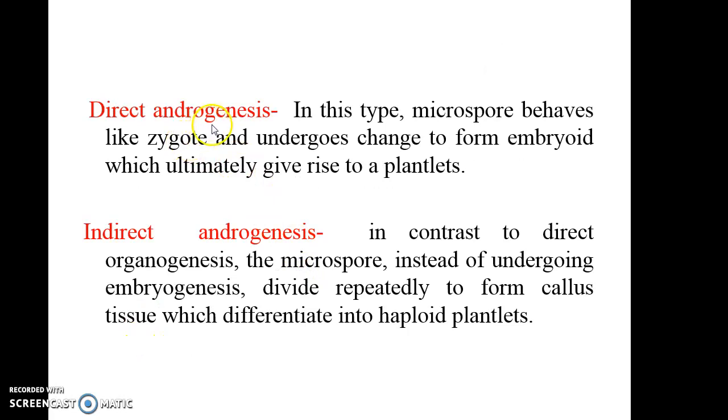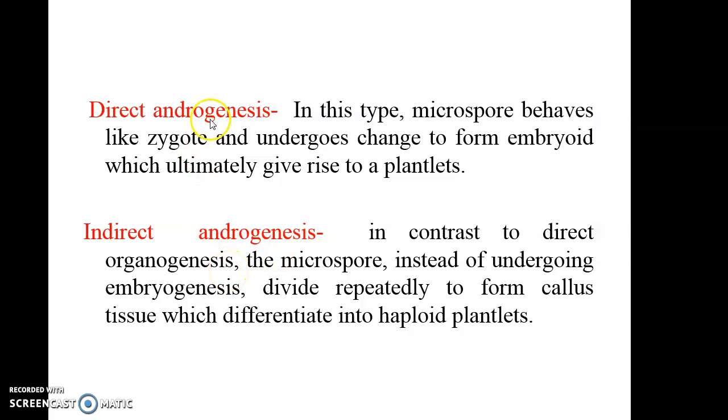What is direct androgenesis? In that, the microspore behaves like a zygote, undergoes change and forms plantlets. That means there is no callus phase. The microspore directly gives rise to the plants. In indirect androgenesis, a callus phase is involved. The microspore divides and forms the callus. Then that callus differentiates into plantlets. So this is the same as somatic embryogenesis or organogenesis.